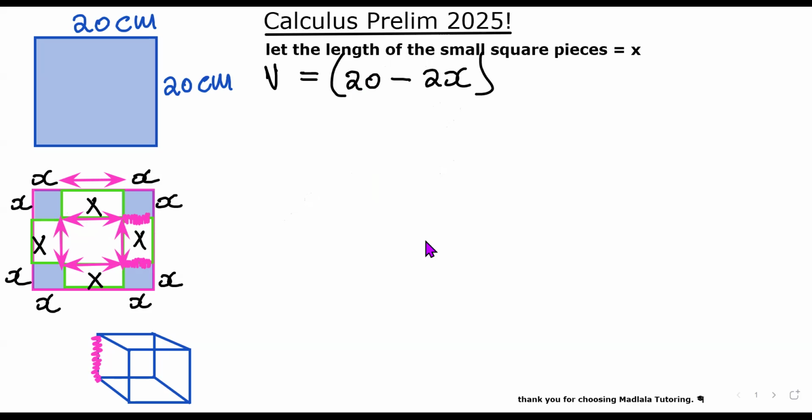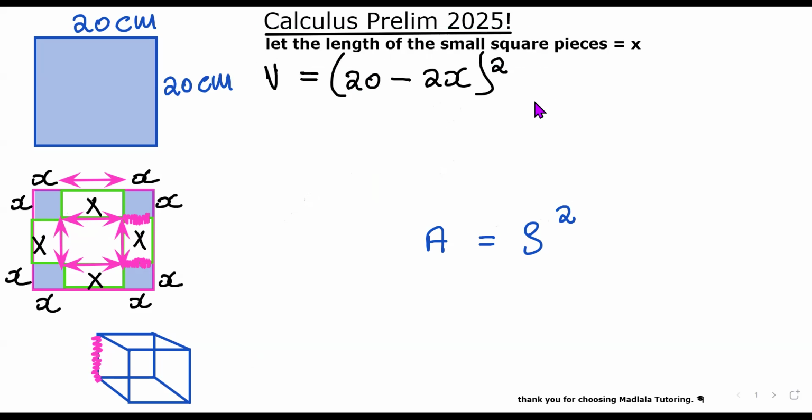But then we know that the area of a square is side squared, which means I take one side and I square it. That's just what I'm going to do here. That's the area of the base. I still need to multiply this by the height. All right? So now I have managed to express my volume as a function of x, my volume in terms of x.